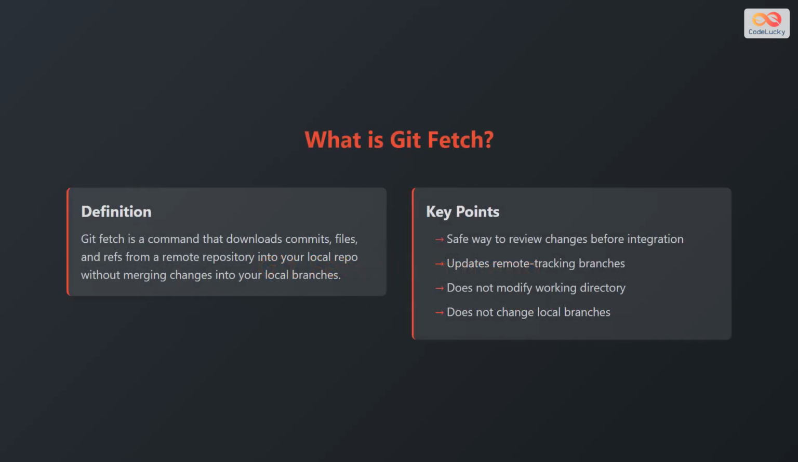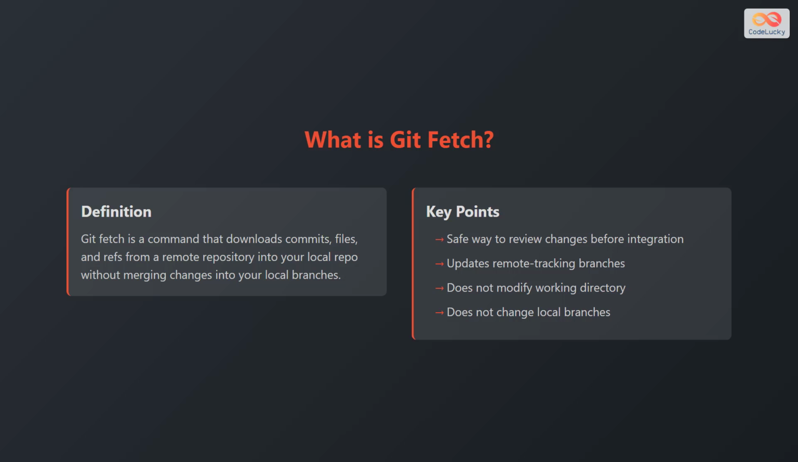So, what exactly is Git Fetch? Git Fetch is a command that downloads commits, files, and references from a remote repository into your local repository. The key thing to remember is that it does this without merging those changes into your current local branches. This allows you a safe way to review changes before you integrate them.